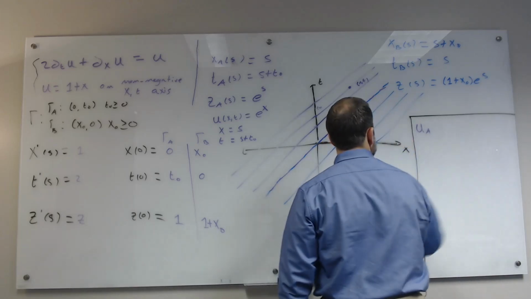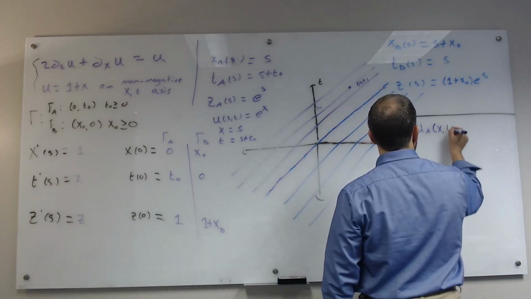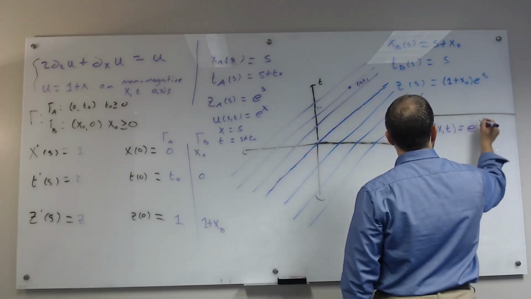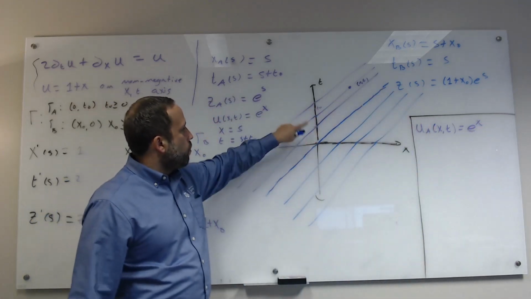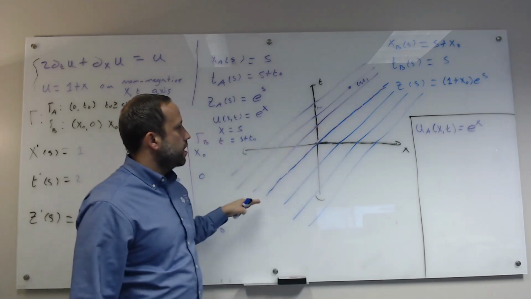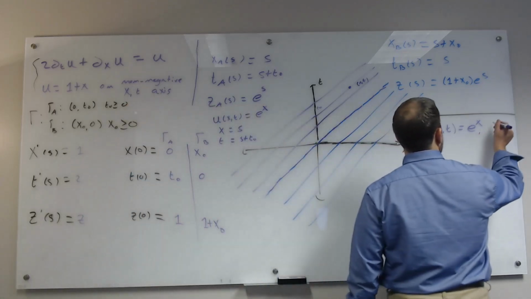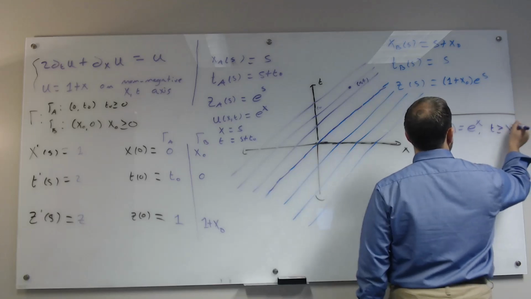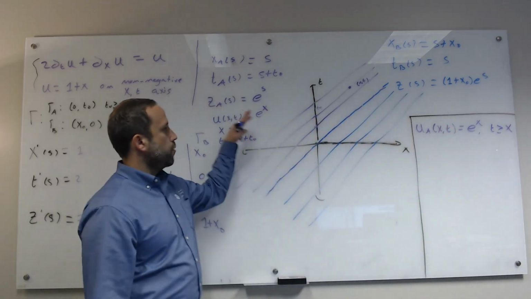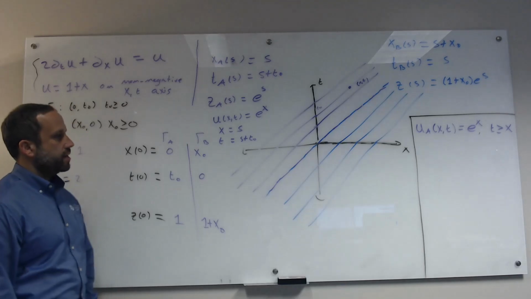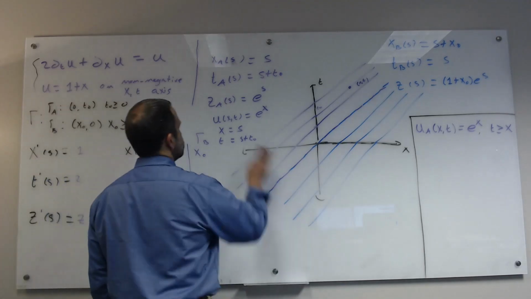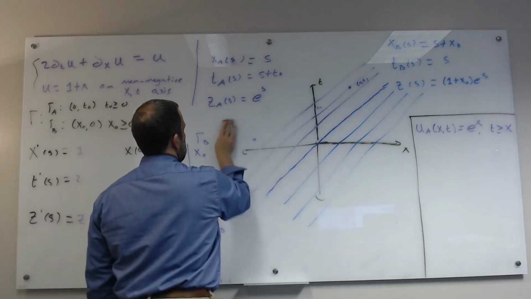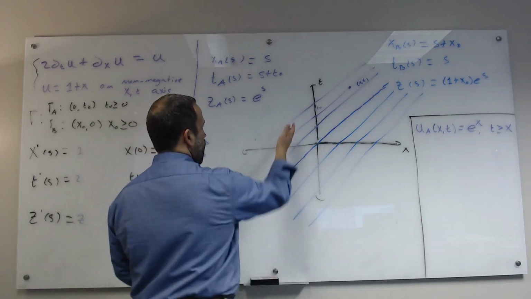u_a of x, t is equal to e to the x, and this is valid for points that are above this line right here. So this is going to be for t greater than or equal to x. All of these points up here, we're going to have u_a of x, t equal to e to the power of x. Okay. So that's what happens if we are on a purple curve.